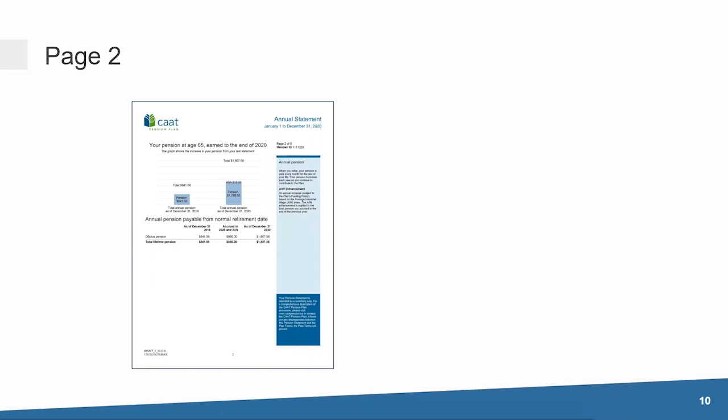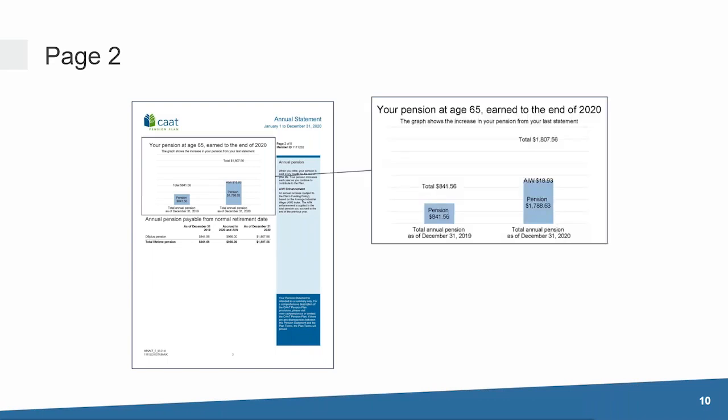Let's now look at page 2 of the statement. This page will show a bar graph and will show the member the increase in their annual amount of pension from the amount they accrued from their last statement. This graph will show the amount of annual lifetime pension the member has accrued and is payable at their normal retirement date. This amount will include any pension purchases the member has made and were processed in 2020.